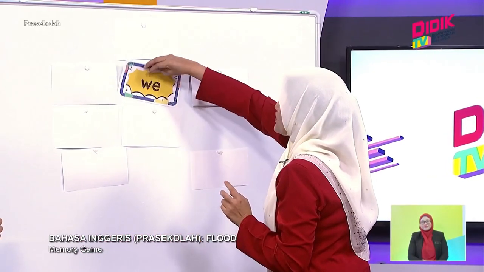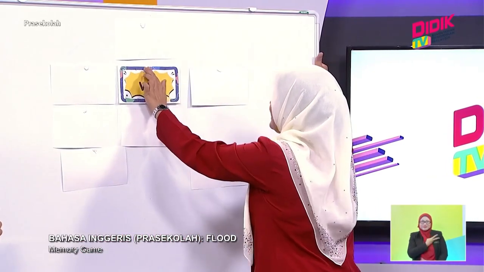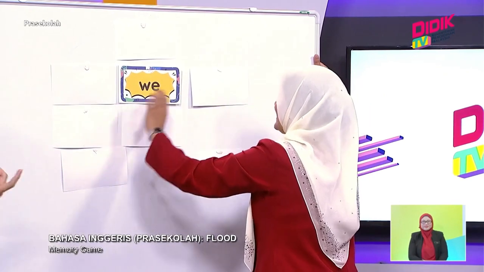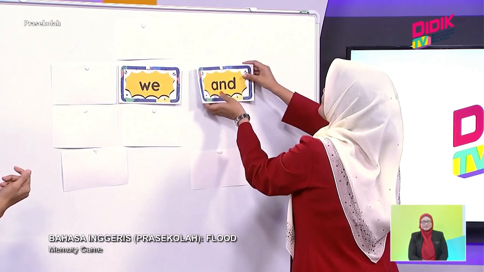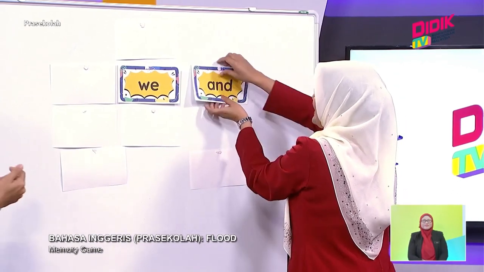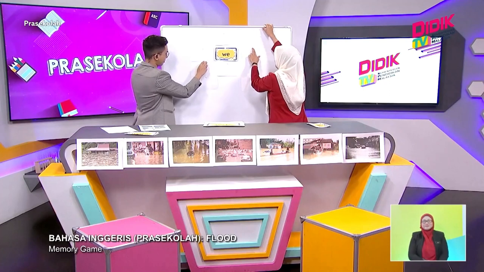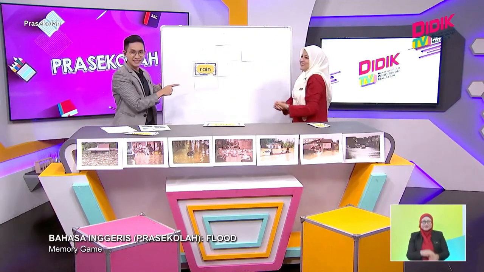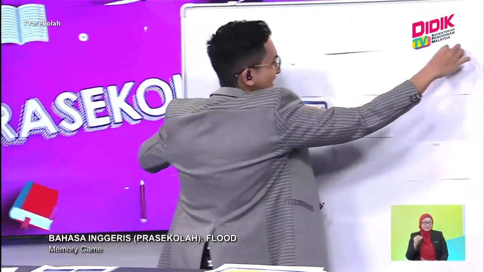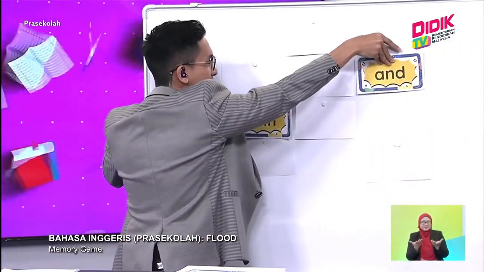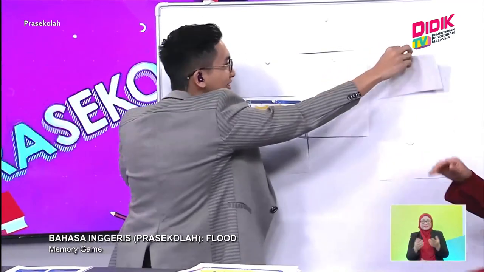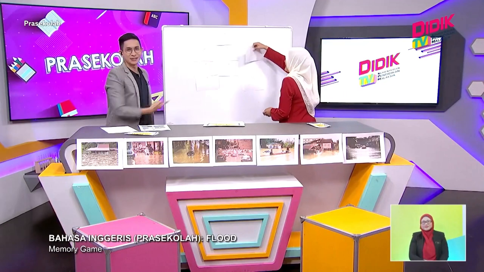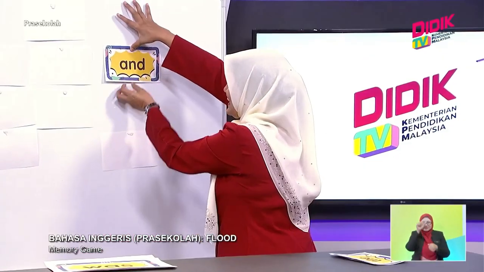We. We. Okay. This one. No, I don't know. Let's see. Oh, it's wrong. Let's see this one. It's rain. And? This one, right? It's not this. It's not that. Okay, your turn, teacher. I thought it was that one.